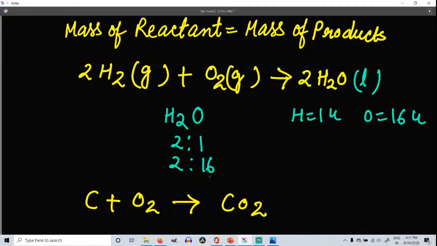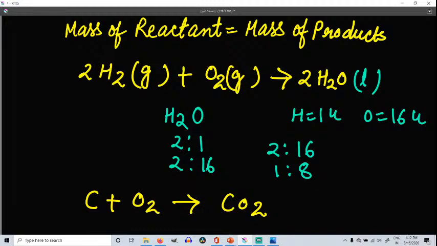If you are taking, suppose, 14 gram, in that case no reaction is going to take place. So we can simplify this ratio. If it is 2 is to 16, it simplifies to 1 is to 8. It means that if you are taking 1 gram of hydrogen, you require 8 gram of oxygen.